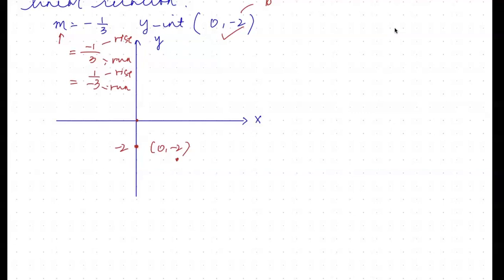So now we have the y-intercept, and we have the point that we found based on the slope information. What we need to do here is just join these two points. And this straight line will be the straight line that we need to find.